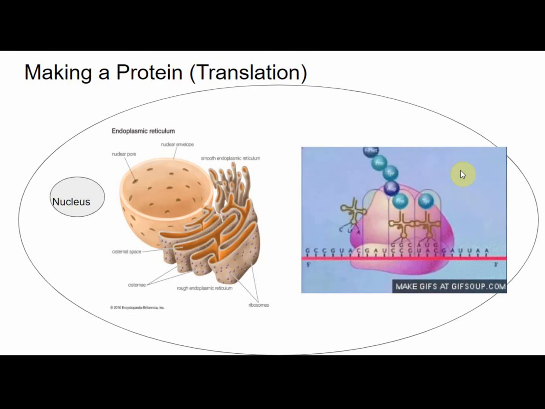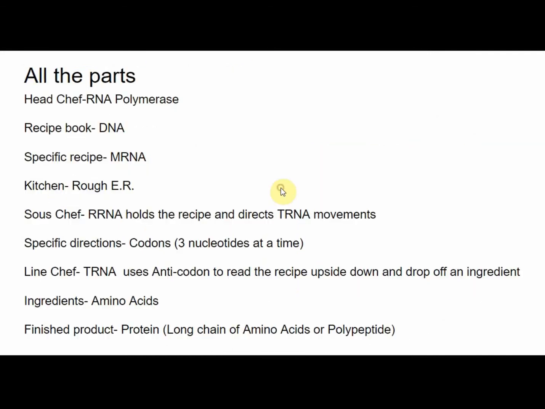I think that's pretty much it. I have put here for you all the parts. So we go back, and that head chef was our RNA polymerase. The recipe book was our DNA, and the specific recipe is our messenger RNA. That messenger RNA leaves the nucleus and goes to the kitchen, which is the rough endoplasmic reticulum, where a sous chef, which is your ribosomal RNA, binds onto that recipe and tells the transfer RNA what to bring.